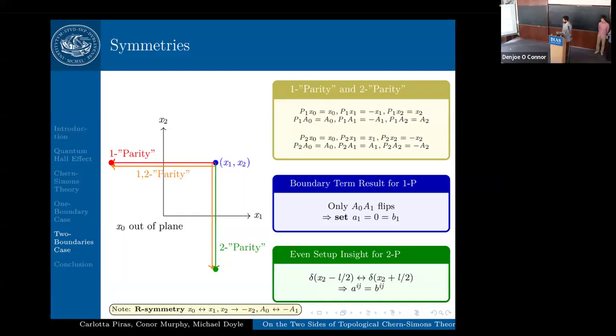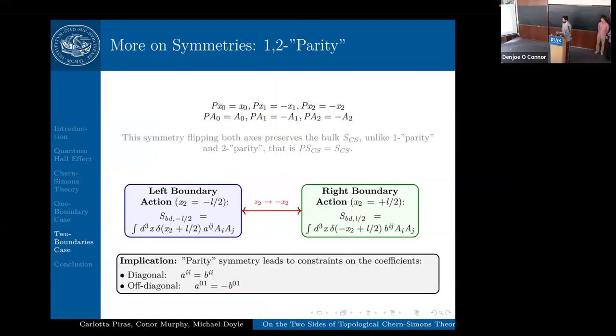So we find that for the boundary term of the action to remain unchanged under parity in one component, we have the off-diagonal coefficients vanishing. But if we check whether the bulk action changes under one parity, we find that it does, it swaps sign, so we don't consider that any further. Same thing with two parity. So it turns out that the only transformations that will preserve the bulk action are parity in both components and the Orr symmetry.